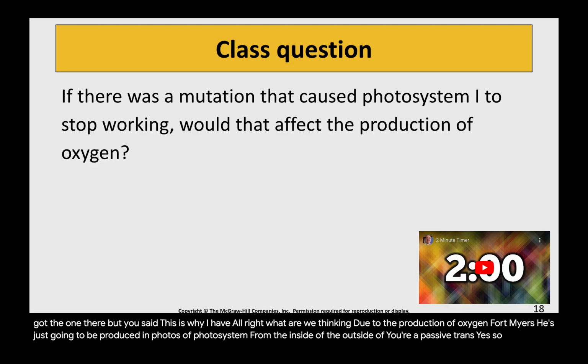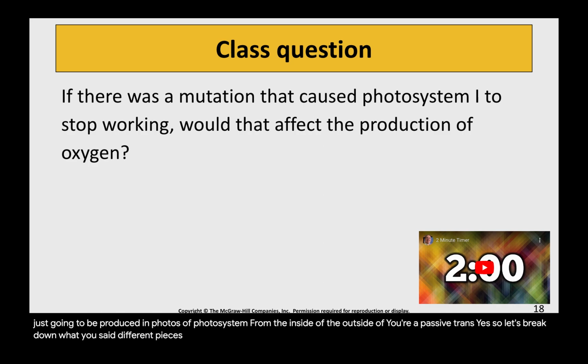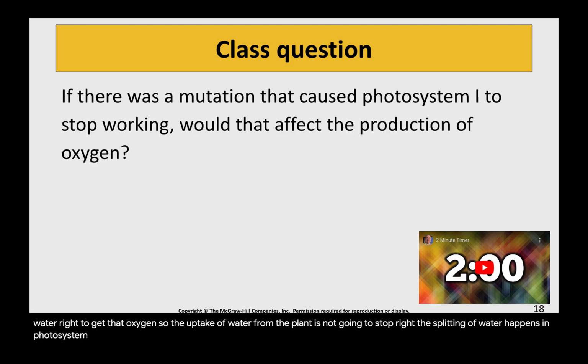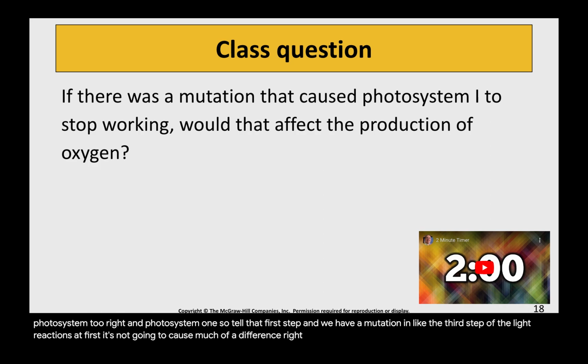Yes. So let's break down what you said into different pieces so that we can regroup and talk about it. We are splitting apart water to get that oxygen. So the uptake of water by the plant is not going to stop. The splitting of water happens in photosystem 2, and photosystem 2 comes before photosystem 1. So it's the first step, and we have a mutation in the third step of the light reactions. At first, it's not going to cause much of a difference. We can still split apart that water to produce oxygen.